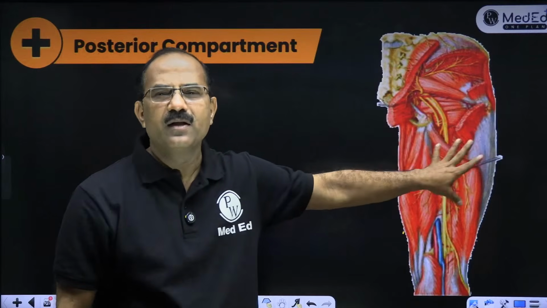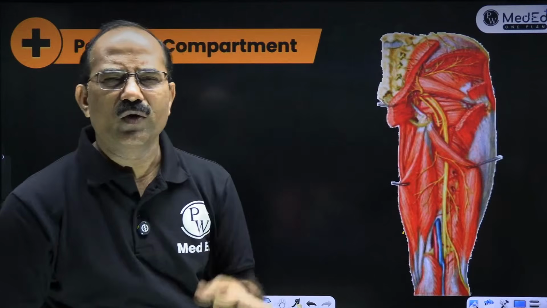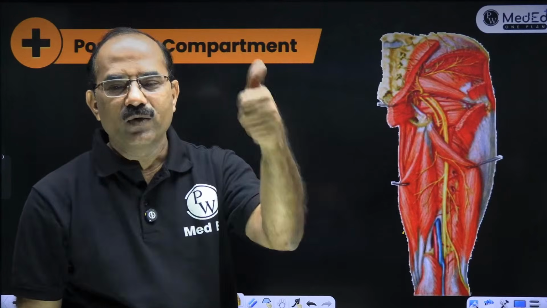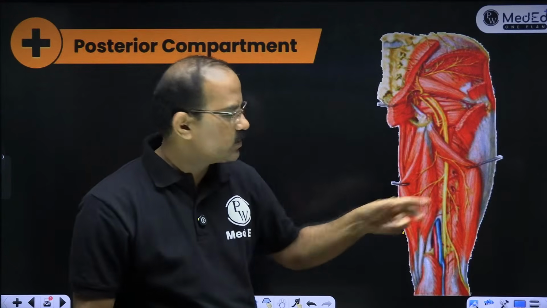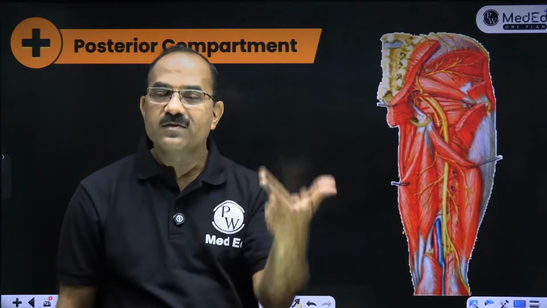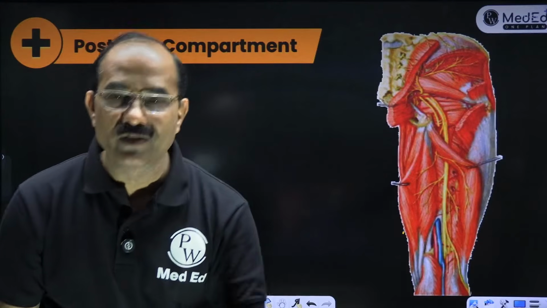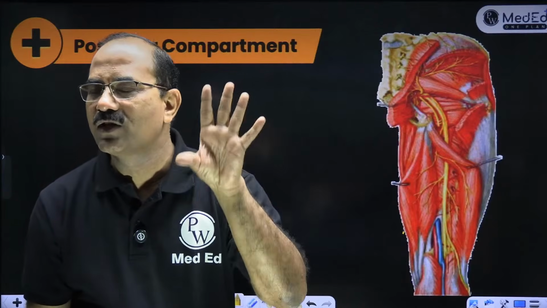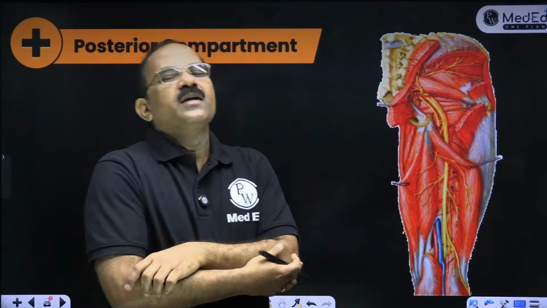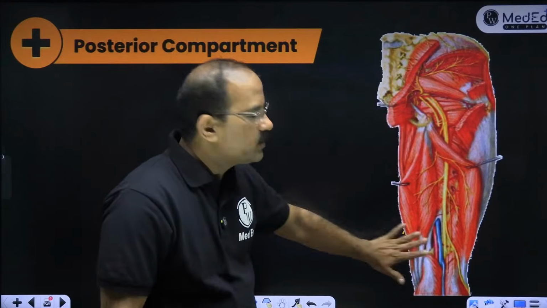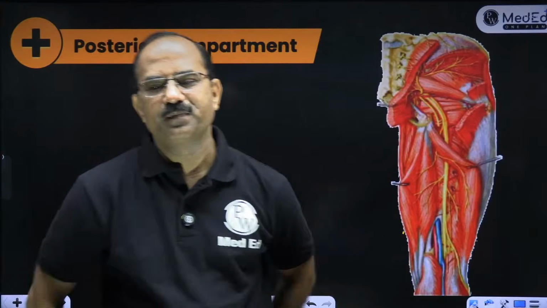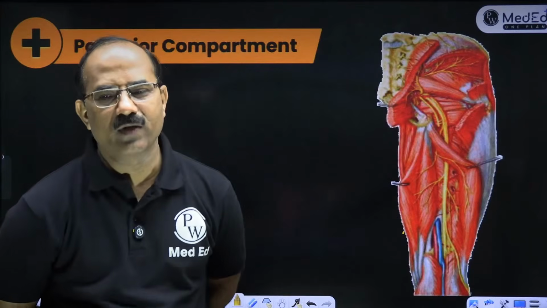Remember this. Again, this comes as a short note. Hamstring muscles come as a short note. So you have to write the criteria for hamstrings. Origin ischial tuberosity, insertion tibia or fibula. Nerve supply is the tibial part of sciatic nerve. Action, extension at the hip and flexion at the knee joint. Fine. Now you tell me, out of all these muscles, which muscle is not a hamstring? Which muscle is not a hamstring?